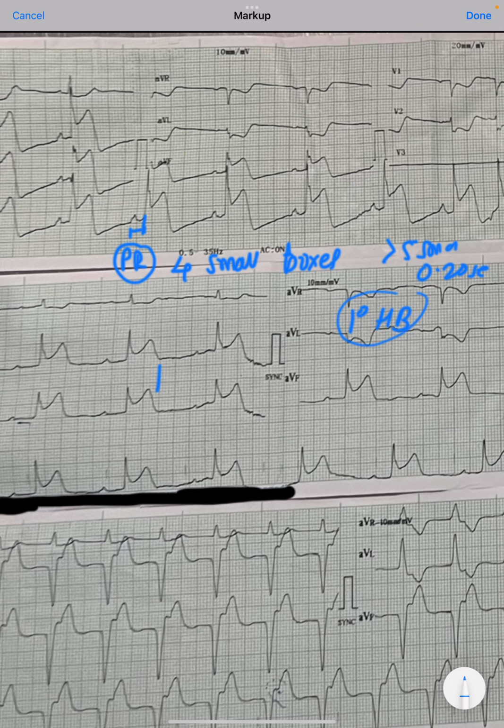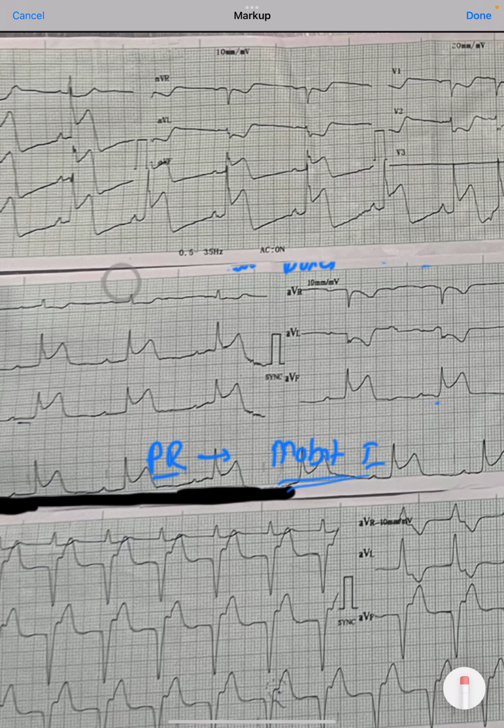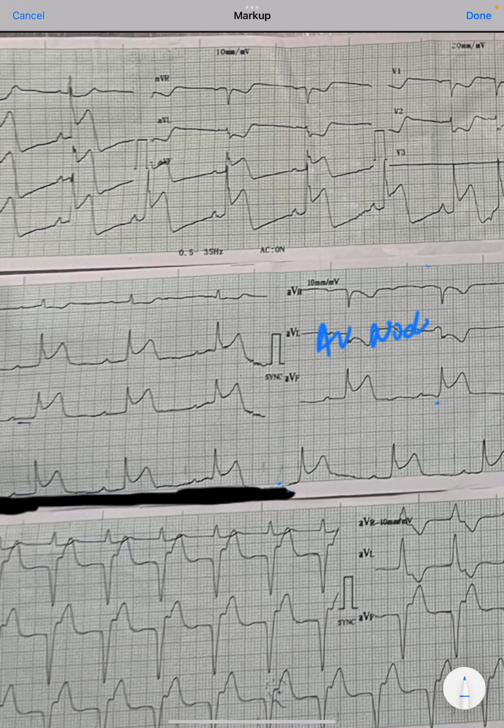So if the PR is prolonged but there is no QRS drop, then we call it first degree heart block. When the PR keeps on getting prolonged and there is a drop in QRS, then we call it Mobitz 1 heart block. For that, the PR should keep on getting prolonged and there should be a drop in QRS. If there is no drop in QRS and only the PR is prolonged, we call it first degree heart block, and it occurs because the AV node is supplied by the RCA in 90% of patients.